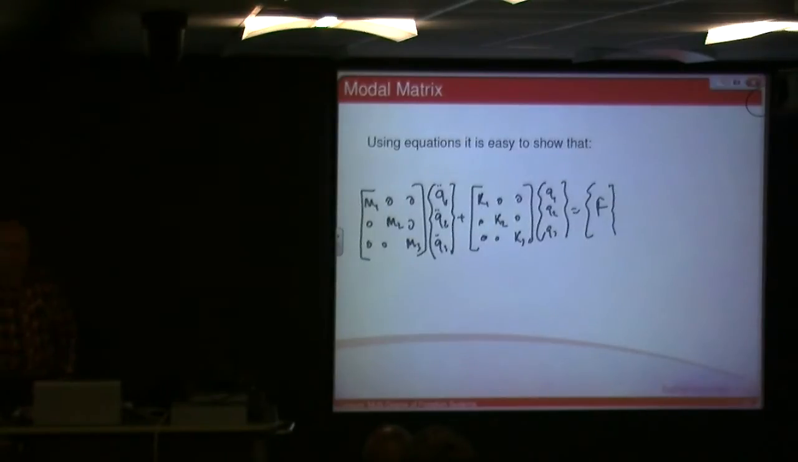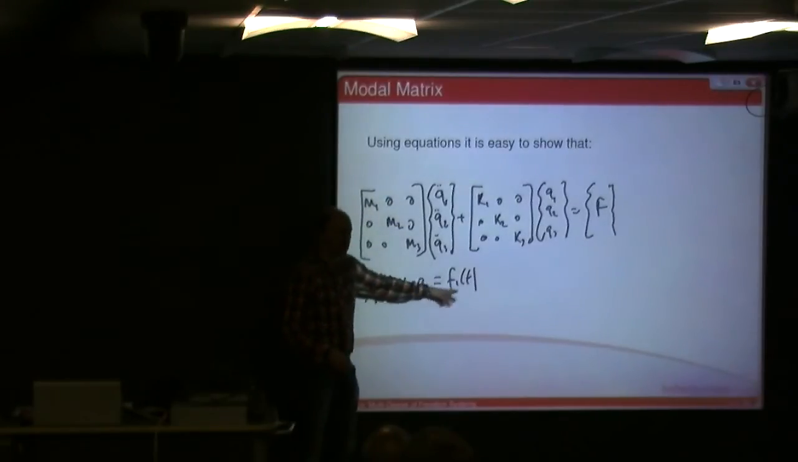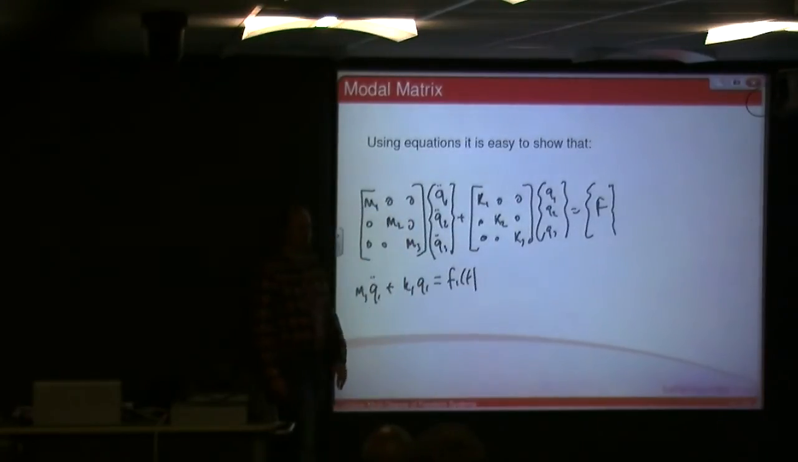This has the benefit that each equation is uncoupled. If I take the first equation, I've got m1 times q1 double dot plus k1 times q1 equals f1. Suddenly, in terms of mode shapes, I've got this modal variable, and the equations are uncoupled. It doesn't involve q2 or q3 or so on, because these matrices are diagonal. So if I go back to the slides now.